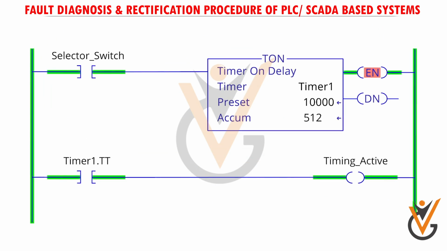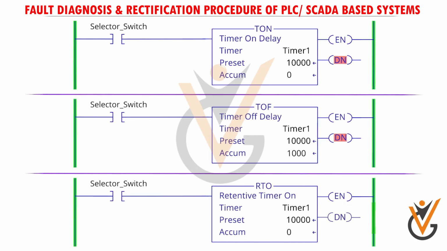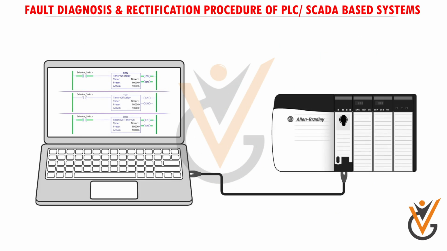The timer enabled bit will be on when the timer is enabled. The timer timing bit will be on when the timer is timing. The timer done bit does not function the same on all of these timers. This will show how the timer done bits work and how each timer works for the PLC timer examples.